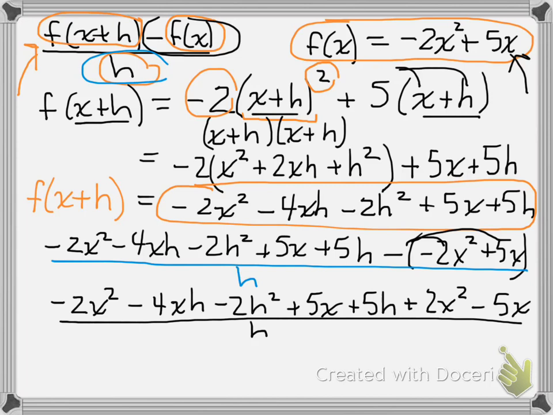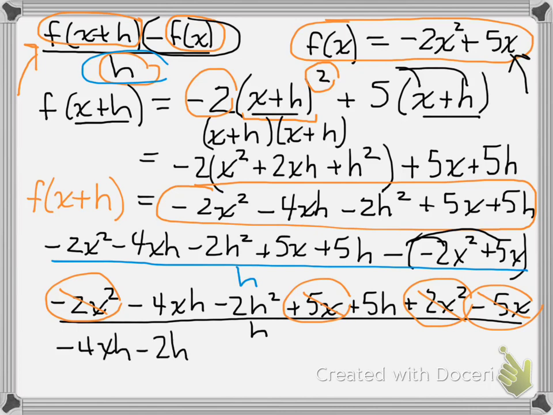Let's see what we can do to simplify here. It looks like we've got a negative 2x squared and a positive 2x squared, so yay, we can get rid of those. And what else? We've got a plus 5x and a minus 5x, so when you add those two together you get zilch. So that looks like about all we can do to simplify. So let's just rewrite what we've got here. Negative 4xh minus 2h squared plus 5h all over h.